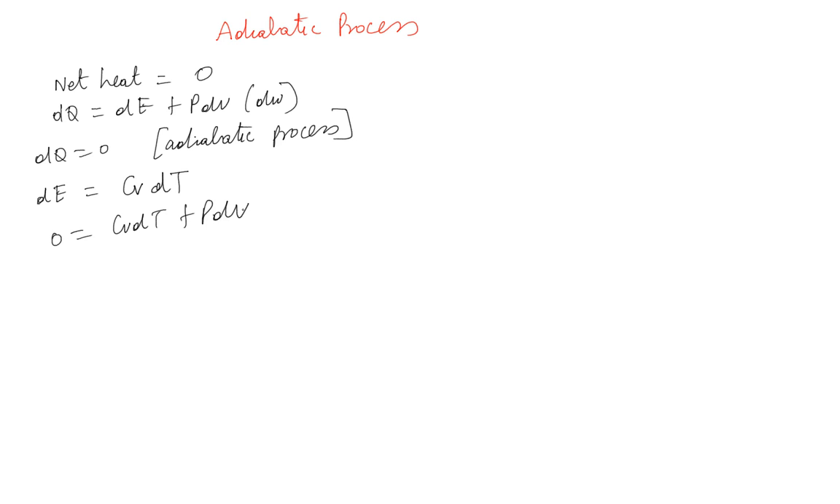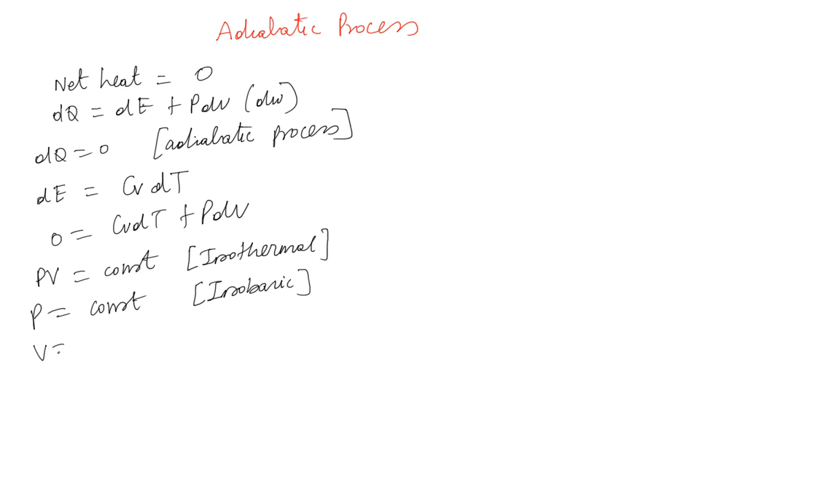Now, we actually want the equation of state of the system, which usually is in terms of P and V. We know that for an isothermal process, PV is a constant. That's the equation in terms of P and V. We know that for an isobaric process, just P is a constant. And for an isochoric process, just V is a constant. Now we want to obtain a similar kind of equation in terms of PV for an adiabatic process, and this is our starting point.